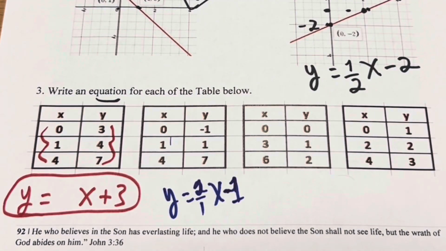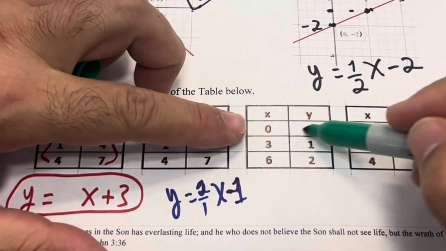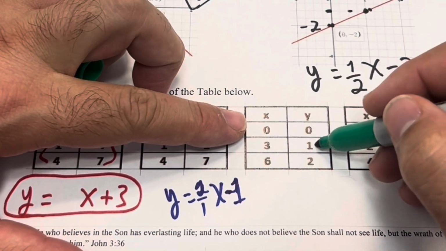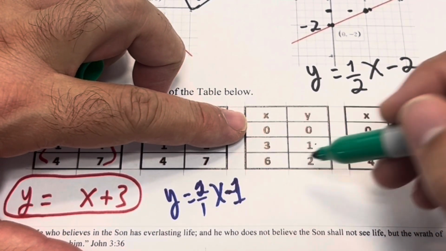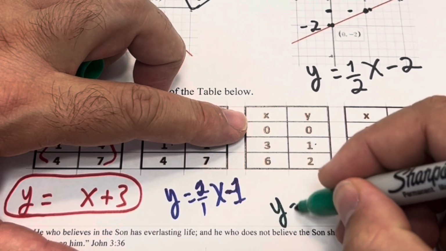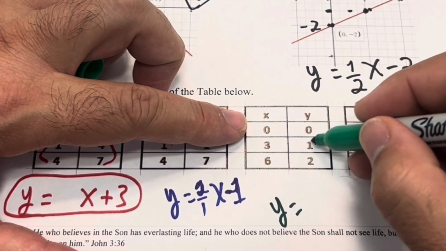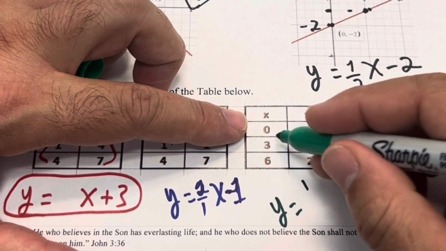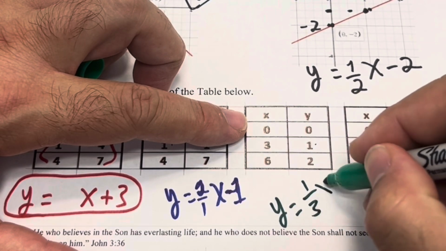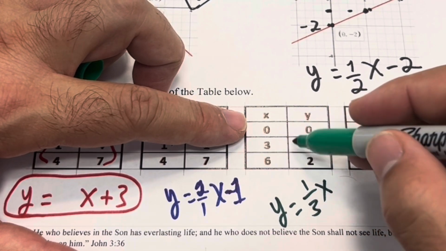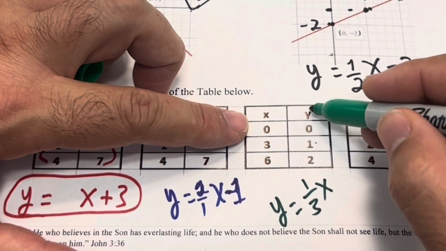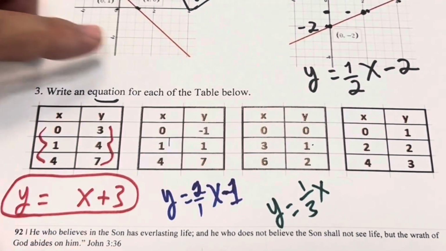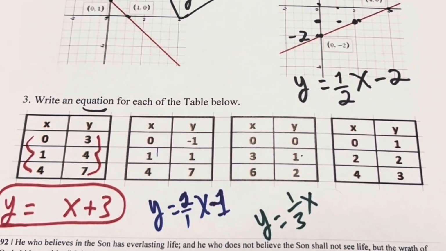Let's talk about number 3. 0, 0 is the origin. Then 1, 3. So y equals 3x, plus 0, because when x is 0, y is 0, so we don't write anything else. That's it.